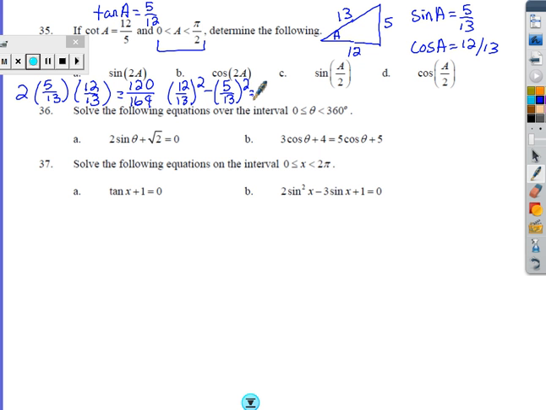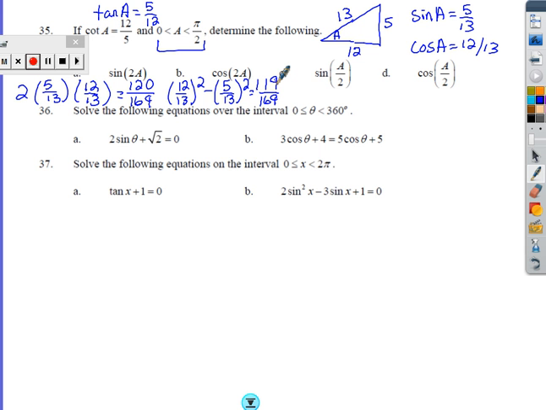And when you do the multiplication, you square everything, you're going to wind up with 169 in the denominator, obviously. 12 squared, that's 144. 5 squared, that's 25. So when I subtract the two of those, I'm going to wind up with 119 over 169.